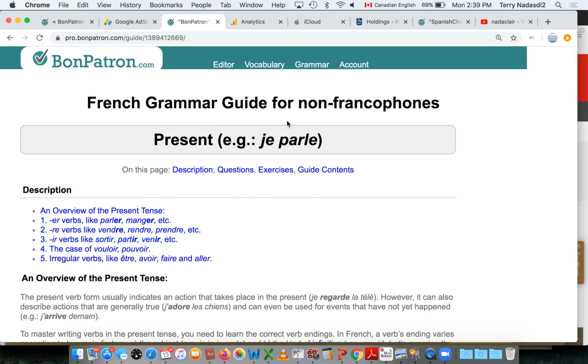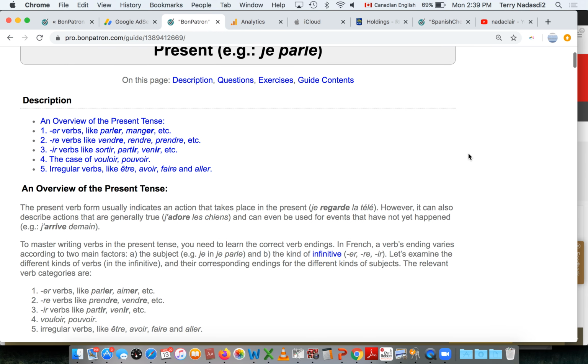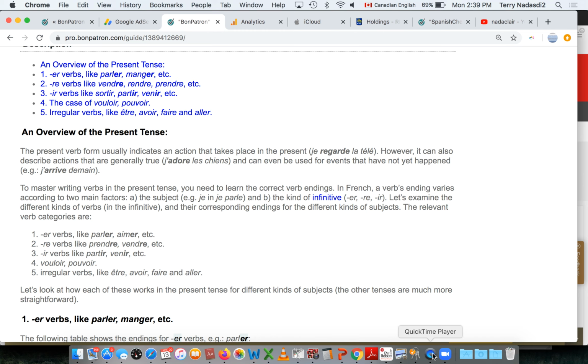Also, everything here has been taken from the free French grammar guide from Bon Patron that you'll find here. You can always go over to Bon Patron and write some sentences in the present to see whether the grammar checker finds it acceptable. So good luck. I know it's a lot of information. So take your time and go through the explanations, the questions, and the exercises to make sure you're using this form correctly.